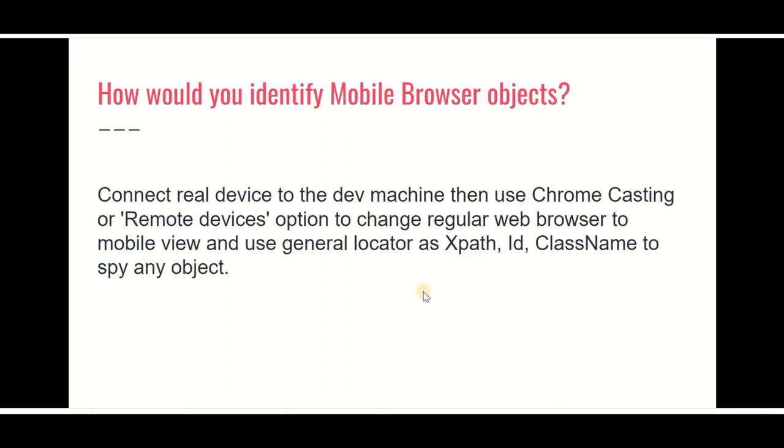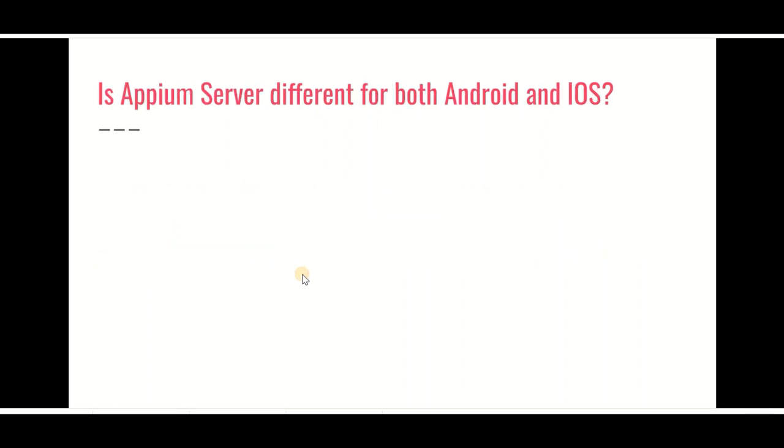Well, I connect my real device to the dev machine, then use the Chromecasting or remote devices option to change the regular web browser to mobile view, and use a general locator such as XPath, ID or class name to spy any object. So that's a way you can identify mobile browser's objects.